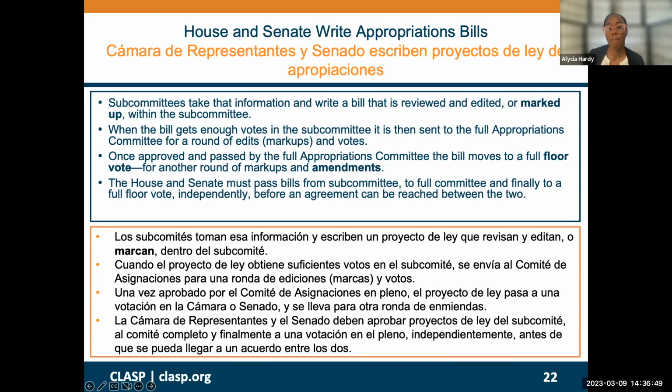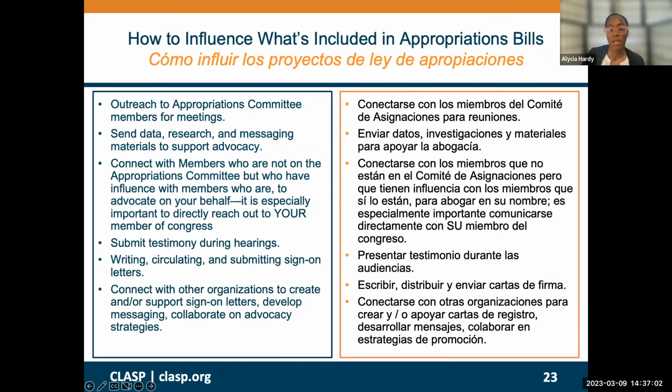The House and Senate must pass bills from subcommittee to full committee and then finally to a full floor vote in each chamber before an agreement can be reached between the House and the Senate. So there are several ways you can act to influence what's included in appropriations bills. This can be to influence more funding for programs and agencies that are seen as helpful and necessary, or even less funding for programs and agencies that are seen as harmful and unnecessary.